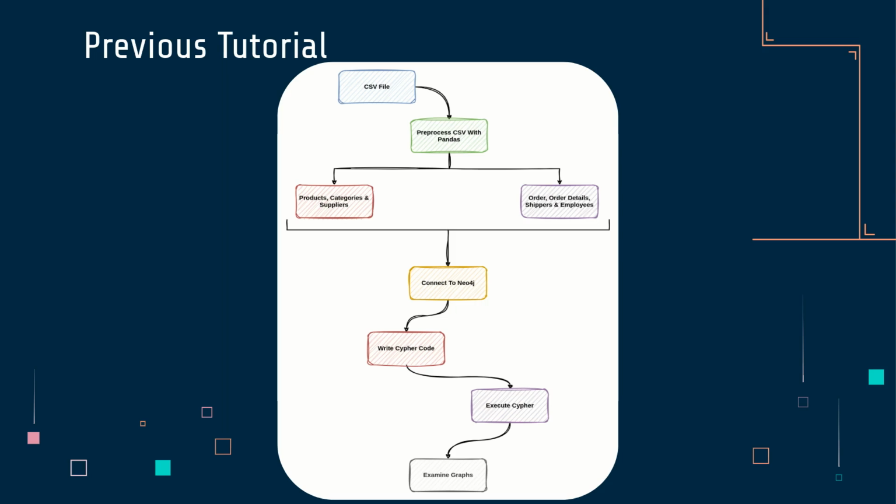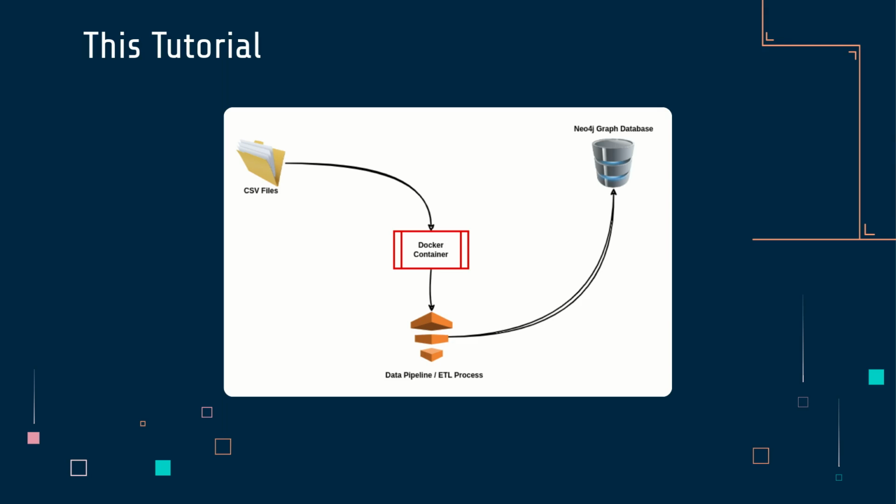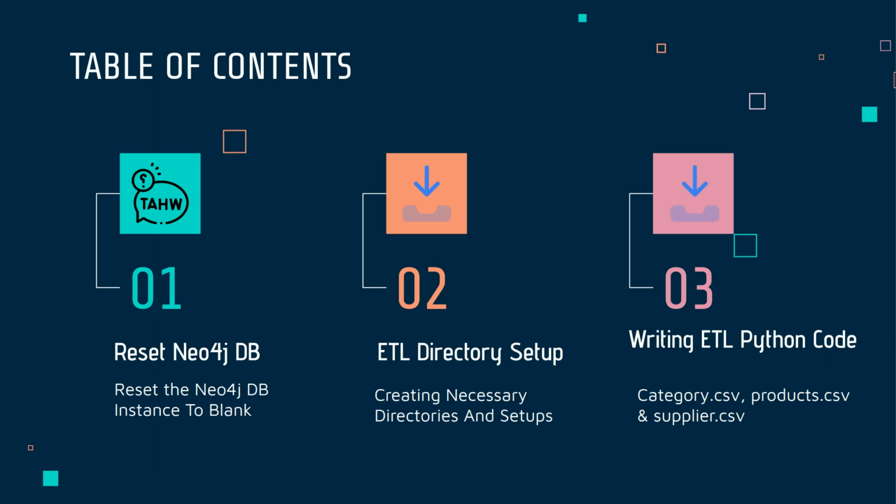To do that, we're also going to use Docker. So we have a bunch of CSV files, and we're going to use Docker containers to run our ETL pipeline, which is going to insert the data into our Neo4j. That's what we'll be covering in this video: read the CSV files, use the Docker container to run our ETL pipeline, which is going to insert our data into our Neo4j graph database.